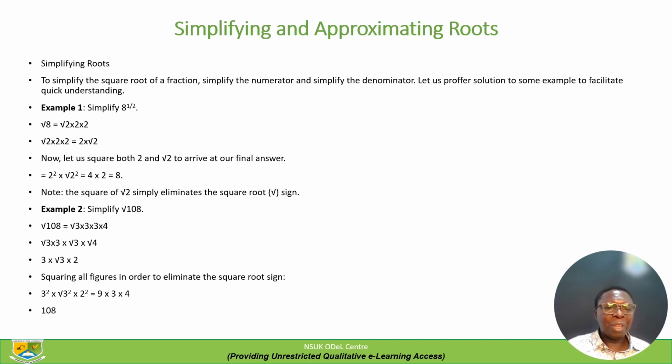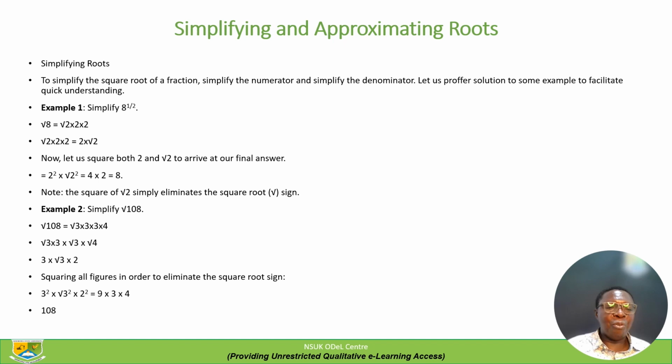So let's consider example 2. Simplify the square root of 108. The square root of 108 is equal to the square root of 3 times 3 times 3 times 4. Now, when you say the square root of 3 times 3 times the square root of 3 times the square root of 4, you have 3 times the square root of 3 times 2. So we are squaring all figures in order to eliminate the square root sign. Have this at the back of your mind.